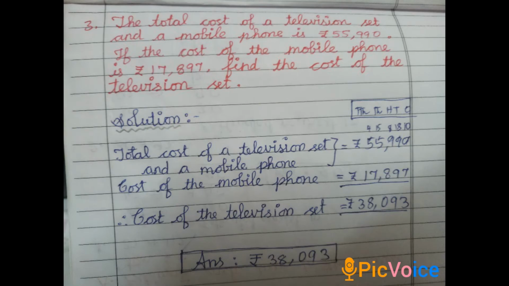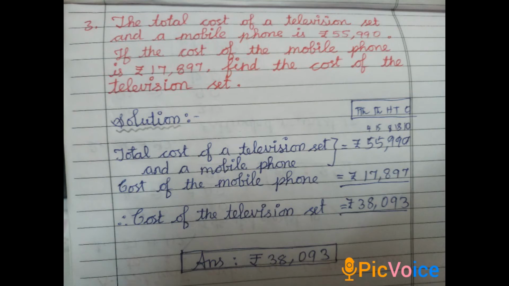Third sum: total cost of a television set and a mobile phone is rupees 55,990. If the cost of a mobile phone is rupees 17,897, find the cost of a television set. That is a question. So, we are going to find out the television cost. They gave both the cost of a television as well as the mobile phone, and also they gave the mobile phone cost. If one thing is missing, we are going to do the subtraction.